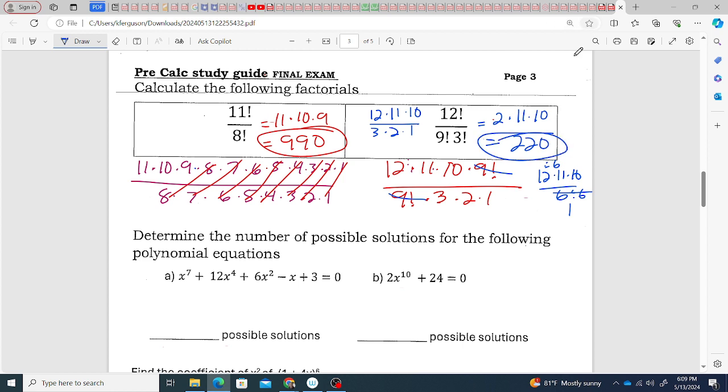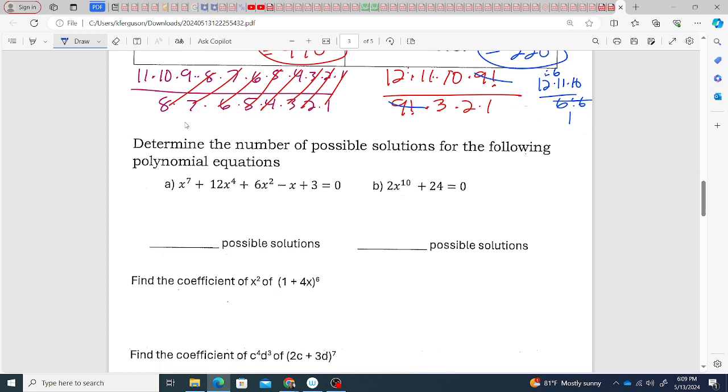Now, determining the number of possible solutions for a polynomial. There's two things I need to look at. I need to look at the coefficient of the leading term and the constant of my coefficient. So the constant I'm going to call P, and the leading coefficient I'm going to call Q. So I'm looking at P and Q. Well, if I move this stuff out the way, the P is 3, and the leading coefficient Q is 1.